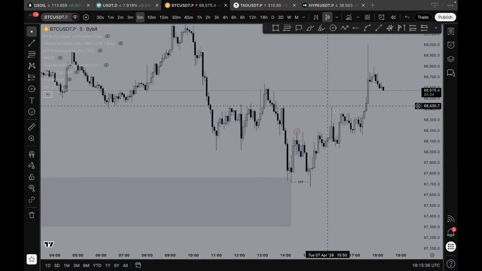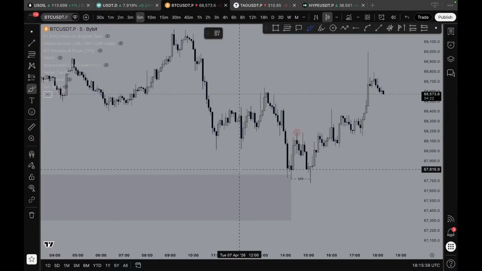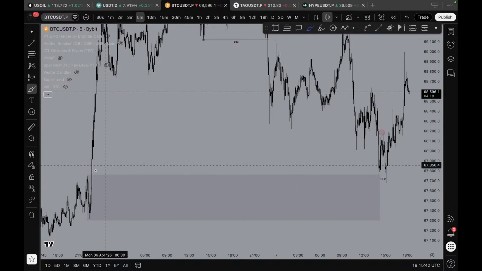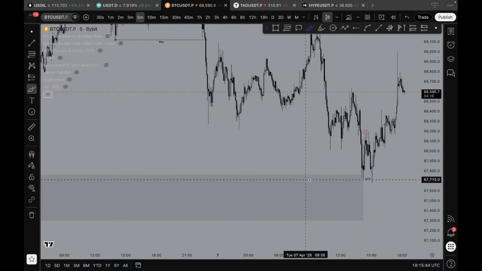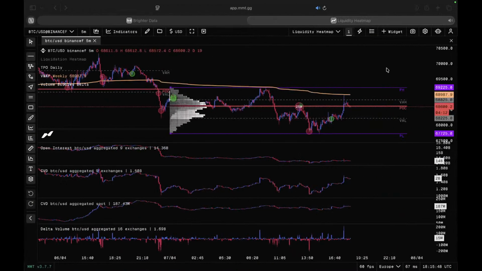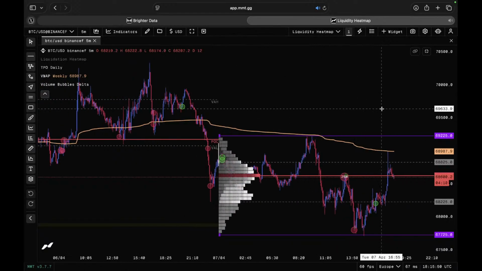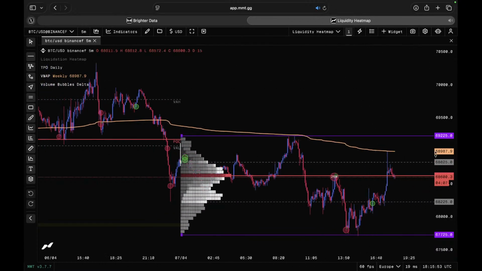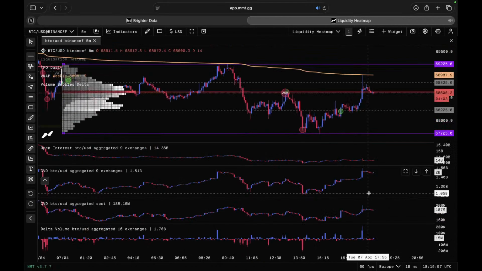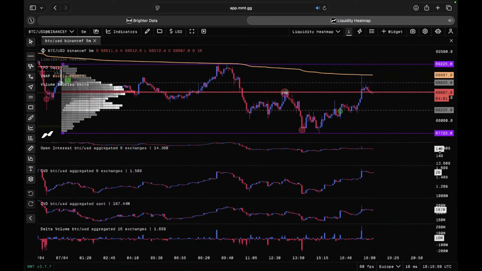And in this case, it was also a nice confluence that we filled all the single prints, which we had from this move down here. We tapped into the dirty 30-minute demand. We had a swing failure, and we had quite a lot of aggressiveness. Let's see. Here in this move, this was the move down.